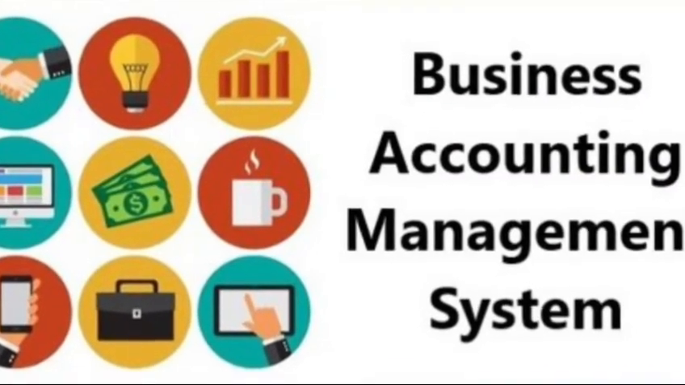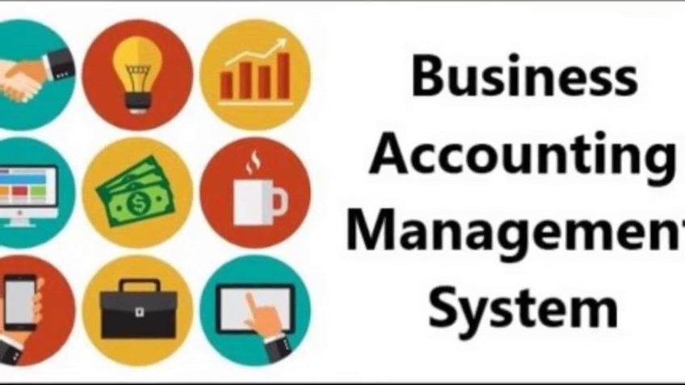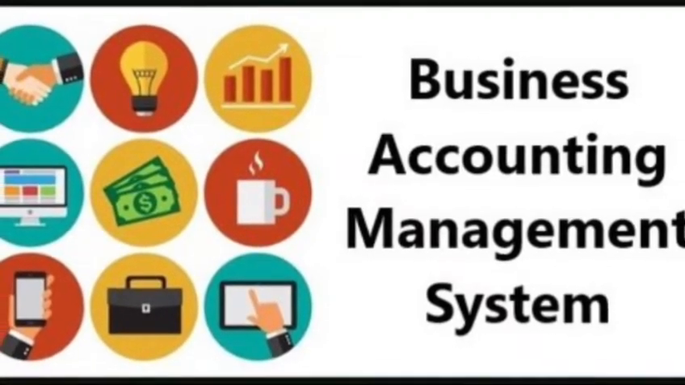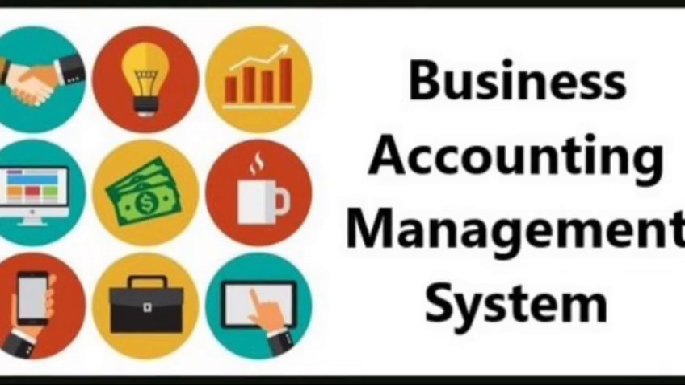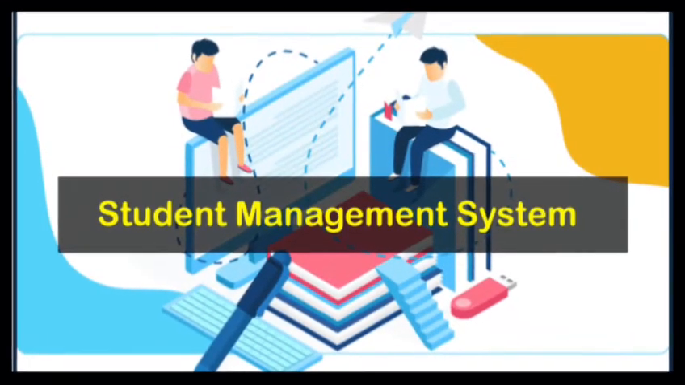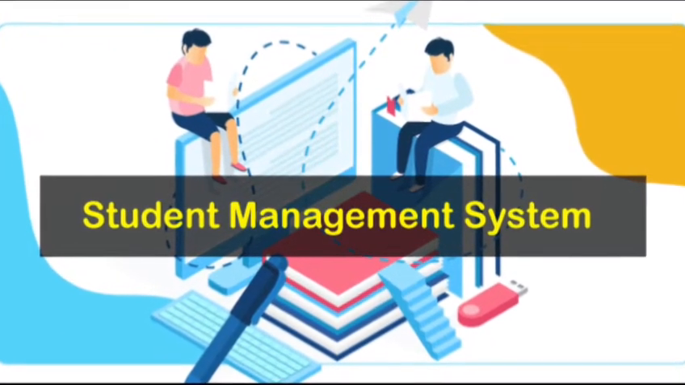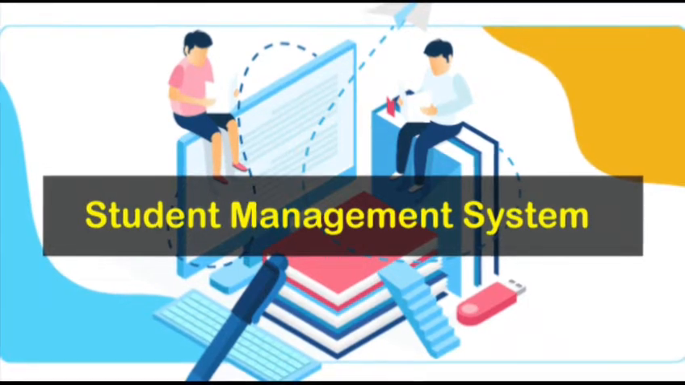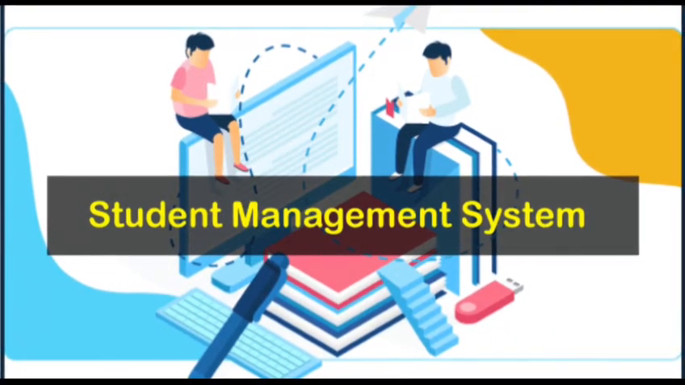Now, the program specification talks about what the program would do. Is it a business accounting management system that you are trying to write? This time around, you are properly defining the program. Is it a business accounting management system that you want to design? Or is it a student management system? Or is it a class management system?